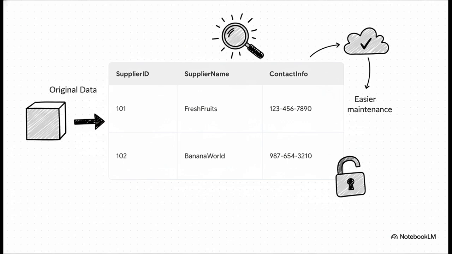We create a whole other table just for suppliers. Now, if Fresh Fruits changes their contact info, we update it in exactly one spot. One and done. This is the real power of normalization. It makes keeping your data accurate so much easier.